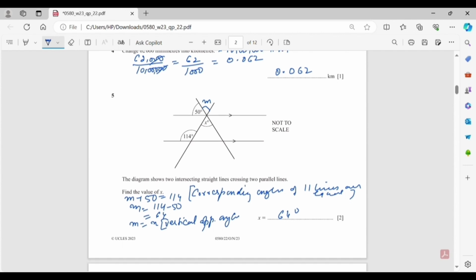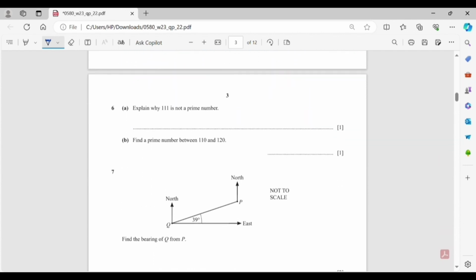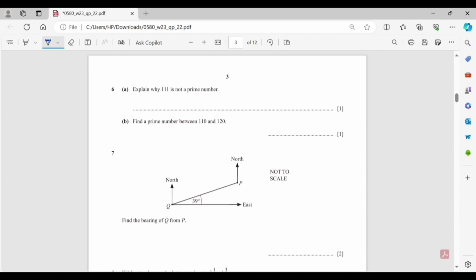Next question number 6. Explain why 111 is not a prime number. As 111 is divisible by 3 and 37, so it is not a prime number. B part, find the prime number between 110 and 120. So 113 is the prime number. Right. Next question, question number 7.